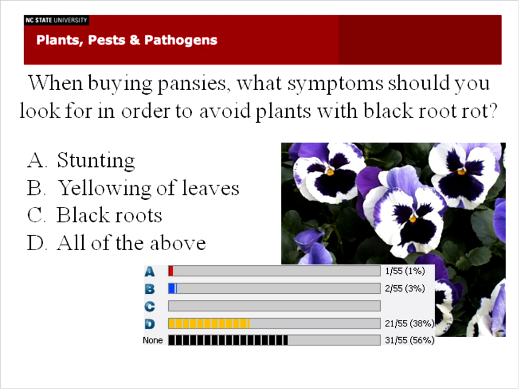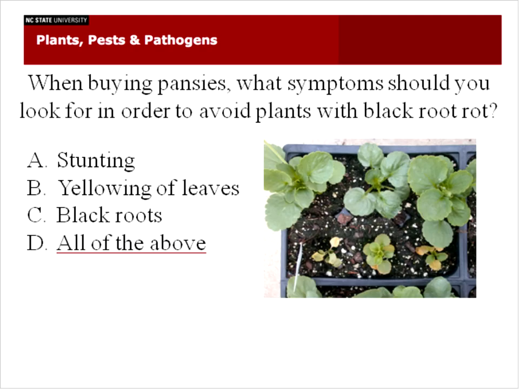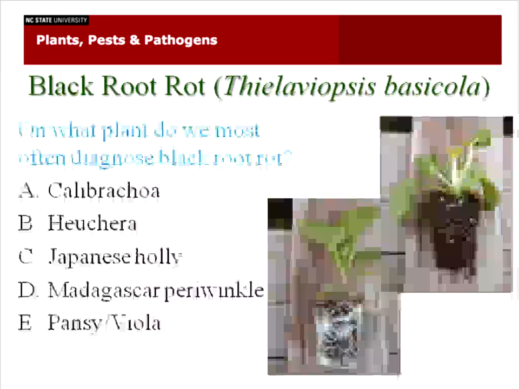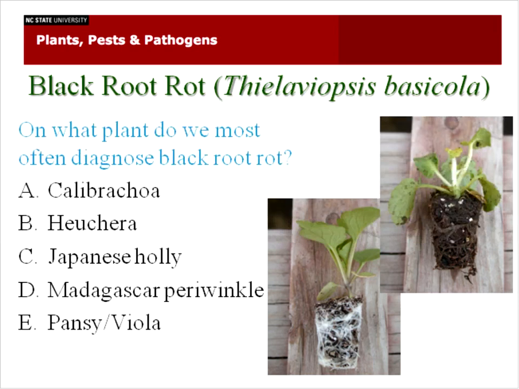I think it was last year, though, that I did bring some pansies home from a roadside stand, and they looked a little odd to me. I had the advantage of having access to a microscope, brought them in, and found out that they were infected with black root rot and threw them away. Had I not done that, I would have introduced it into our soil. Here's a picture showing in the cell pack there some stunted and unhappy pansy plants, something you would not want to purchase.